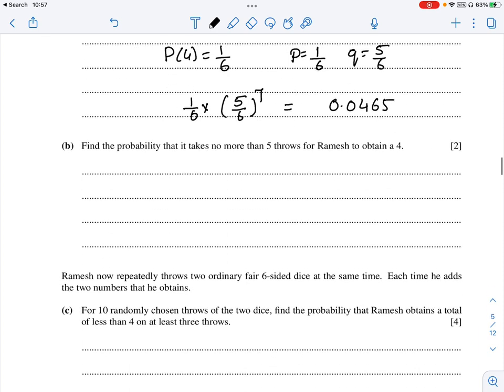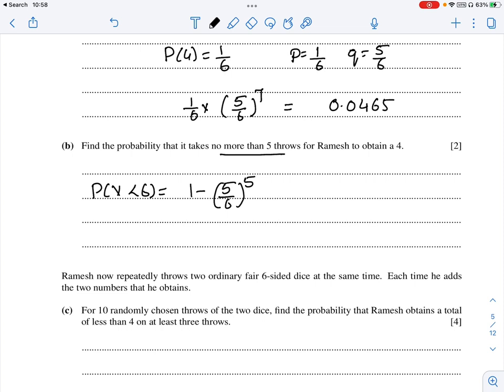Find the probability that it takes more than 5 throws for Ramesh to obtain a 4. So he is taking more than 5 throws. The probability of this is 1 minus the probability that it takes no more than 5 throws, so x less than 6. That is 1 minus 5 upon 6 whole to the power of 5.